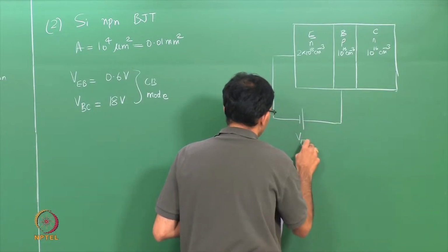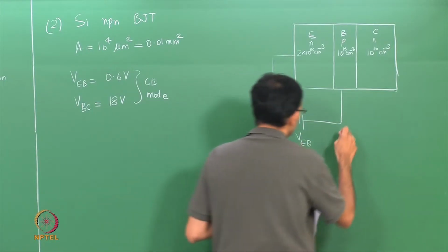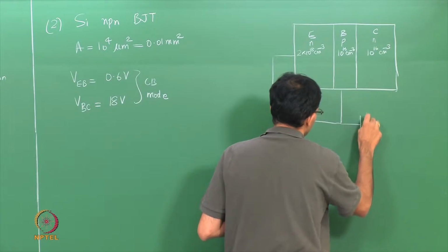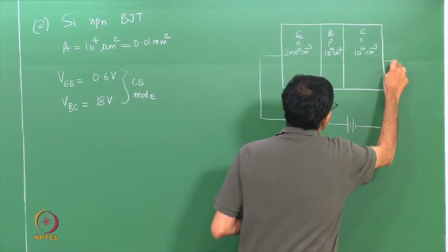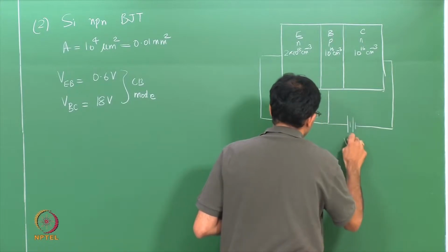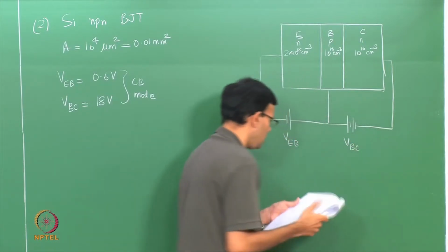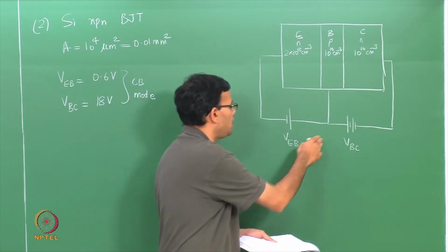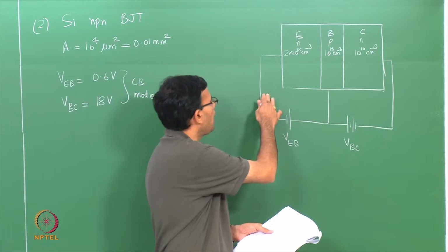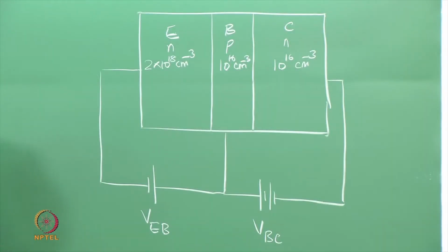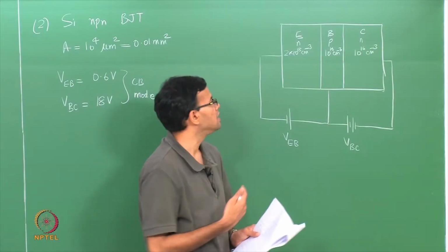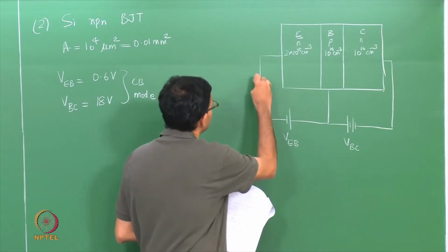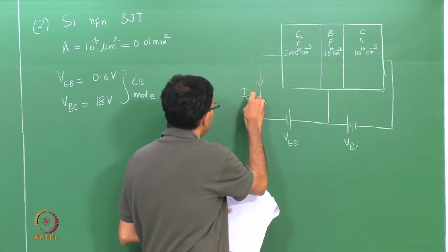So, this is VEB, this is VBC. You can compare this with problem 1. You will essentially see that the polarities are reversed, because now we have an NPN, but once again your emitter base junction is forward biased, so that electrons from the emitter basically move to the base. This gives you your emitter current IE.